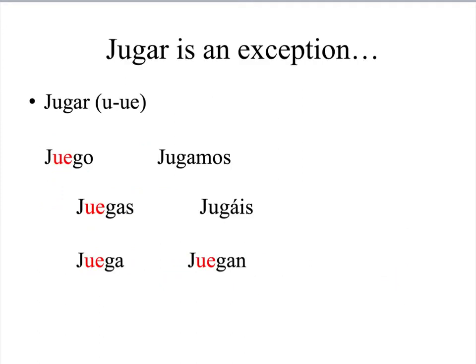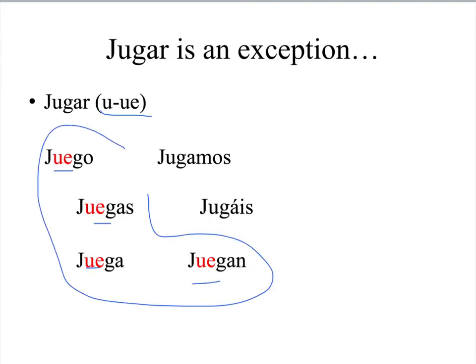Jugar is an exception to the stem-changing rule. Jugar is the only verb that goes U to UE. You'll notice that I've highlighted the changes and that those changes take place in the boot.